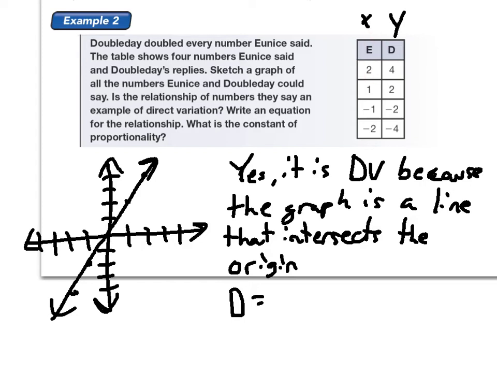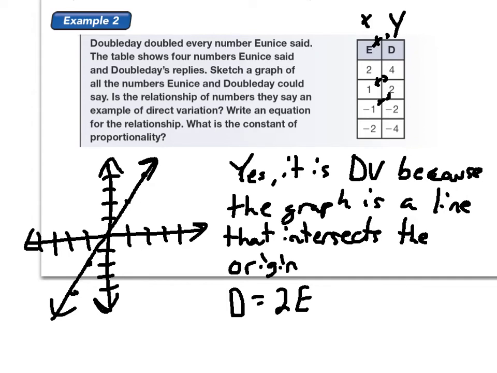Well, remember, it says he's going to double her number. So if I look, I'm taking Eunice's number times 2. And then times 2 here, times 2 here. So every time I'm taking Eunice's number times 2. So Doubleday's number is 2 times Eunice's number. And there's an equation.